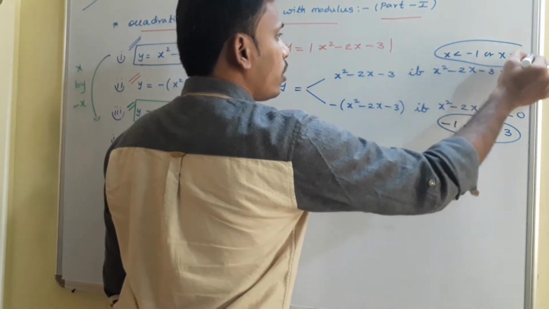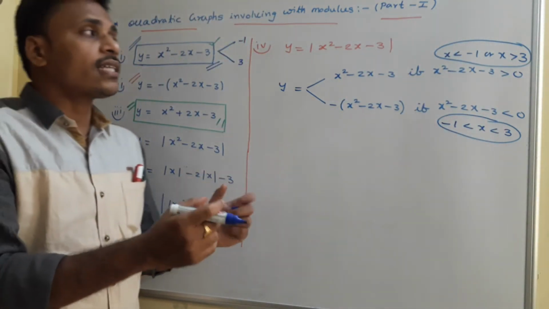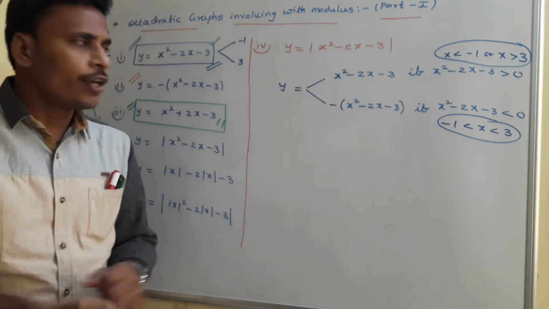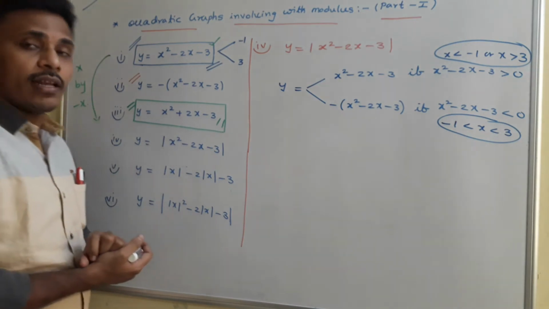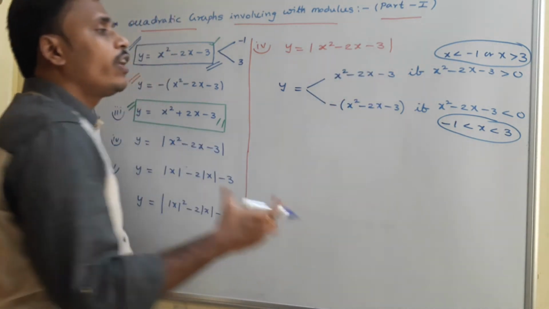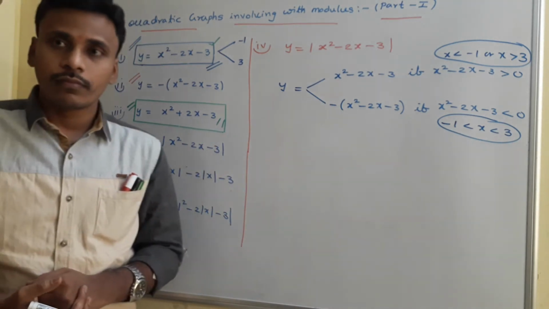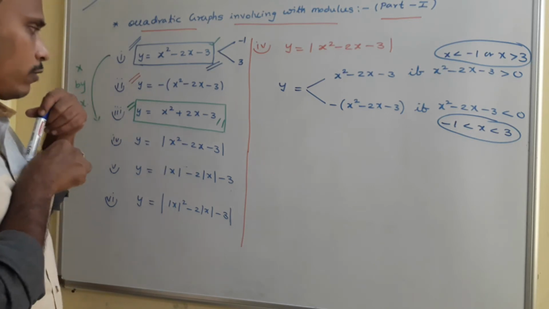I think you all know about this, right? So whenever the values of x are on either side of minus 1 and 3, you need to think about the graph of x square minus 2x minus 3. Now at the end, using these two, we need to sketch the graph. Is it right? So further, how can I go? Just have a look.